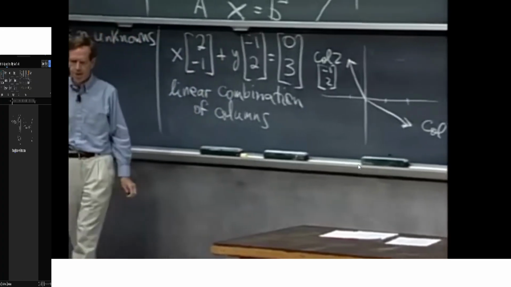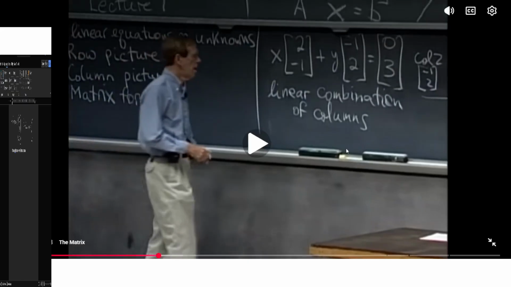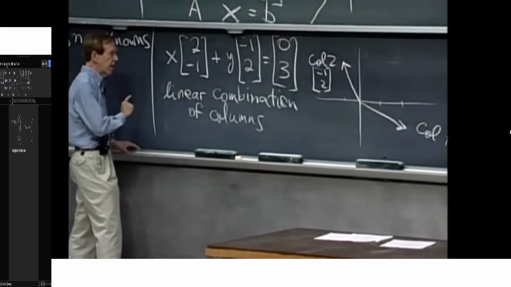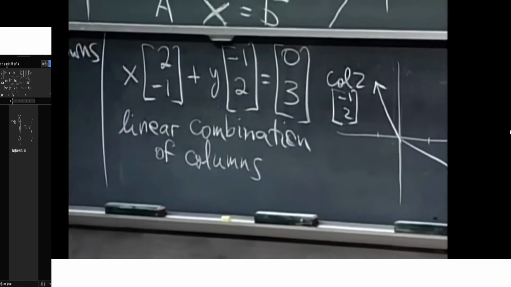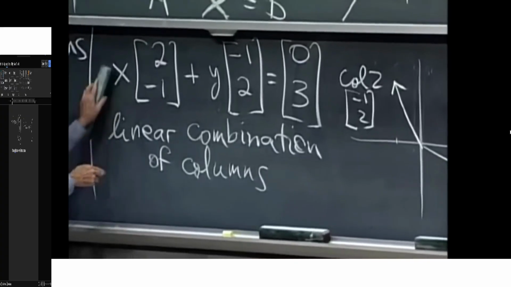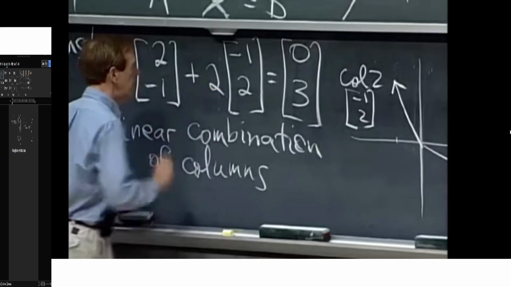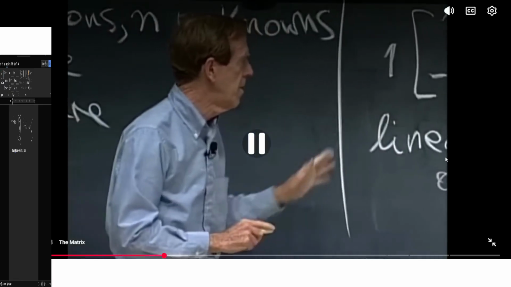Now I have to take a combination. What combination shall I take? Why not the right combination? The right combination to produce 0, 3, and then we'll see it happen in the picture, is to take x as one of these and y as 2 of these. Because we had a subtraction, we already know that that's the right x and y. So why not take the correct combination here and see it happen?